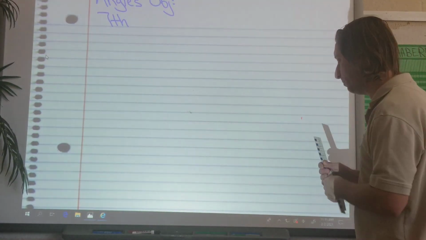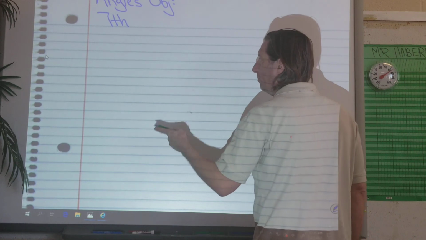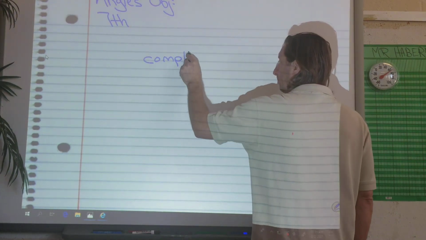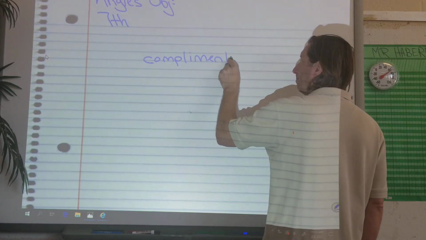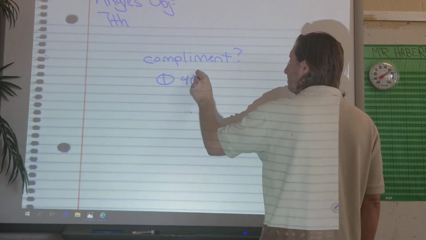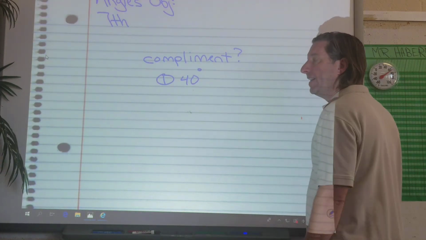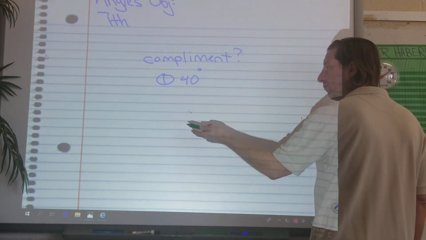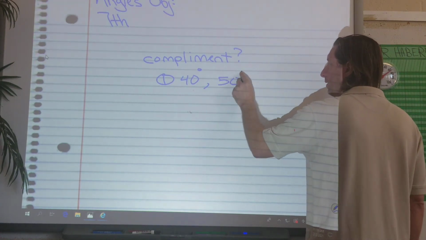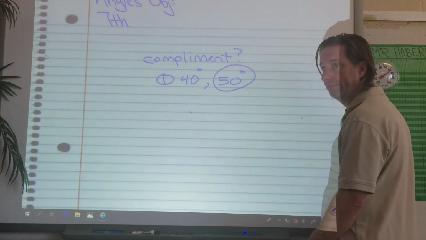Oh, I have one more thing that I may show you. So it may say, find the complement. And number 1 might say 40 degrees. Well, complements add to 90, right? So what would you add to 40 to get 90? Let's do 90 minus 40. You would just write 50 degrees and circle it, okay?